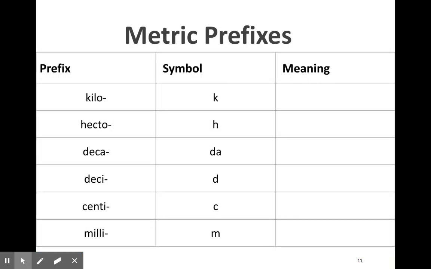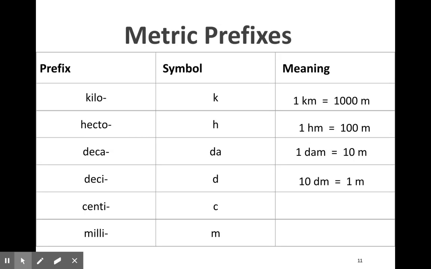All right, so metric prefixes. Again, we weren't looking at the SI unit of things. And with SI, what's really nice is that we can use prefixes. We can use kilo, hecto, deca, deci, centi, and milli. And each prefix has a meaning. 1 kilometer is equal to 1,000 meters. 1 hectometer is equal to 100 meters. 1 decameter is equal to 10 meters. 10 decimeters is equal to 1 meter. 100 centimeters is equal to 1 meter. And 1,000 millimeters is equal to 1 meter.